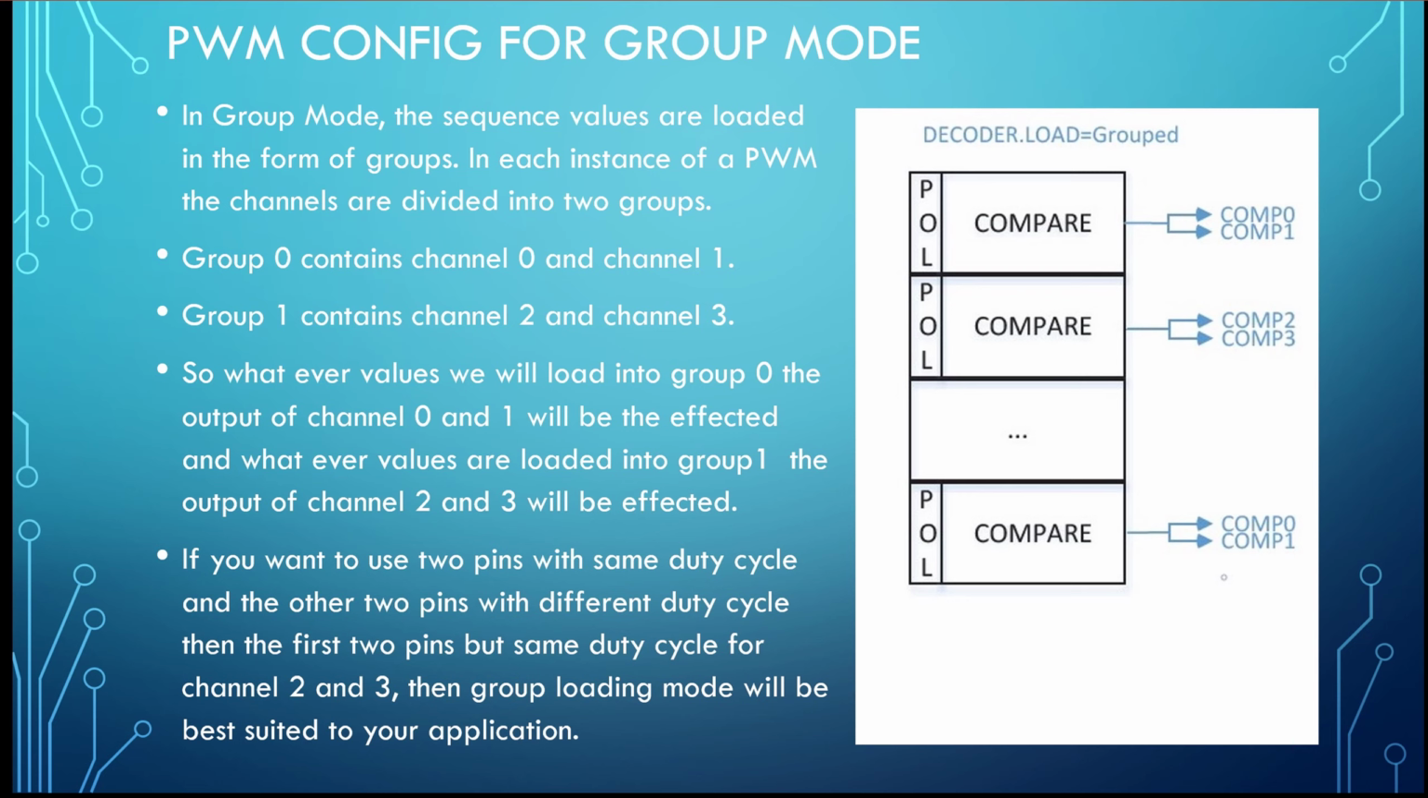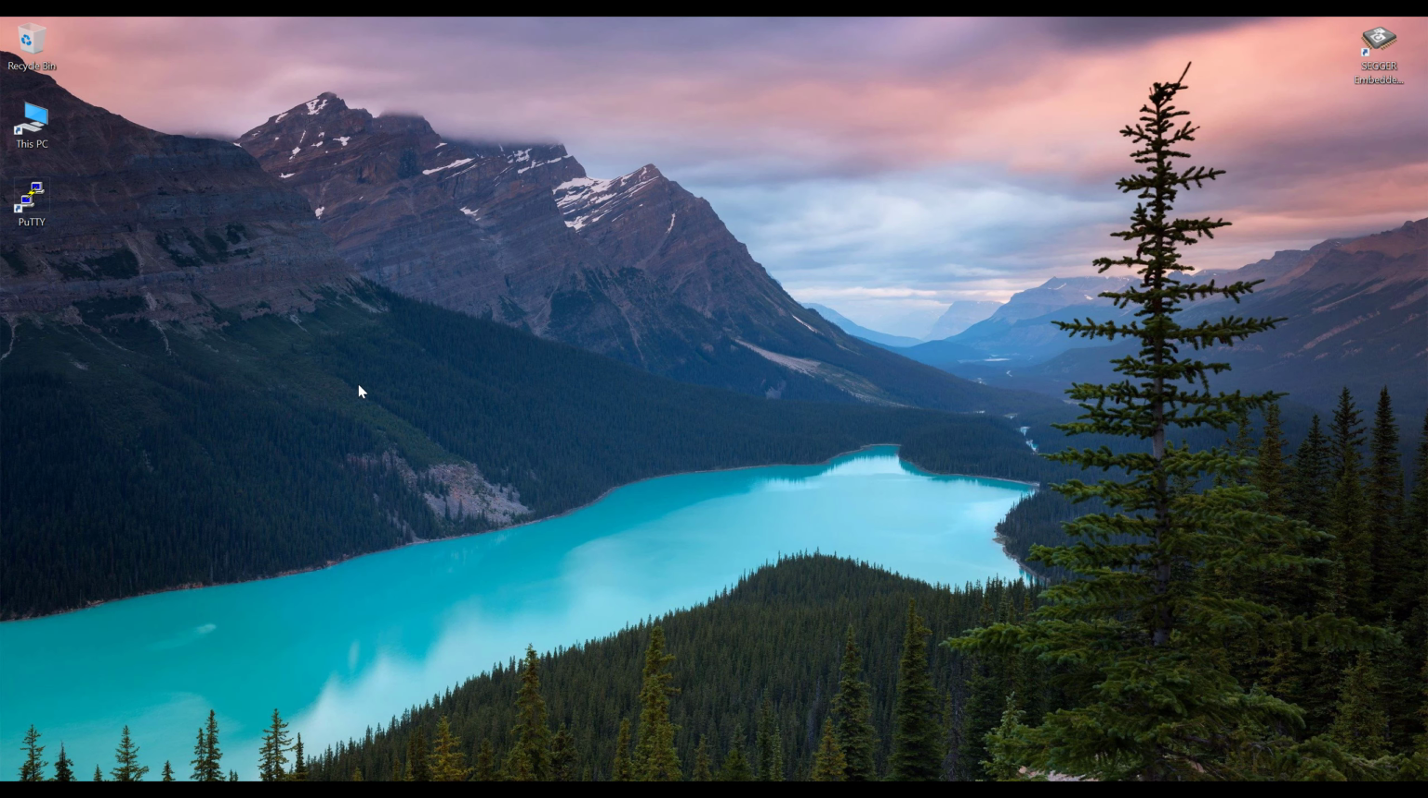So for example, if I have 4 channels, I can make a group of 2 channels together, and I can make another group of 2 channels. Then I will assign them the values, and these values are going to be loaded in the form of group. So whatever values I assign to one group, it's going to be loaded in the group 1, and whatever values I'm going to assign to the other group is going to be loaded in the second group. So let's start coding and let's see how we can program it.